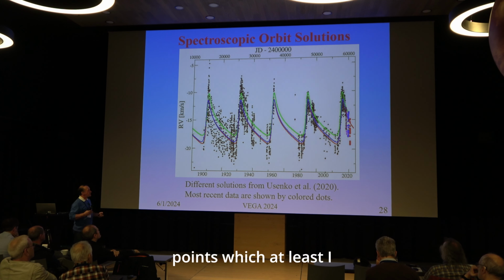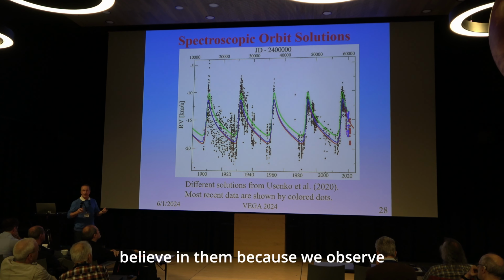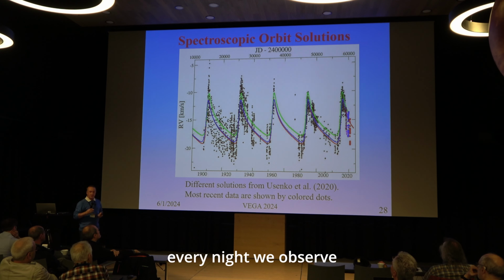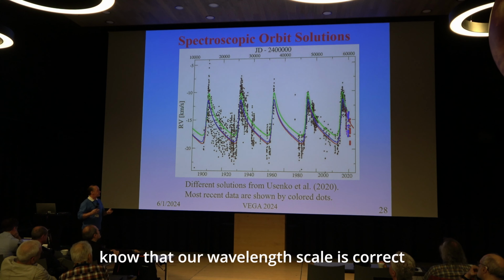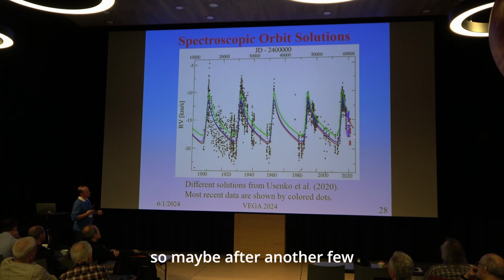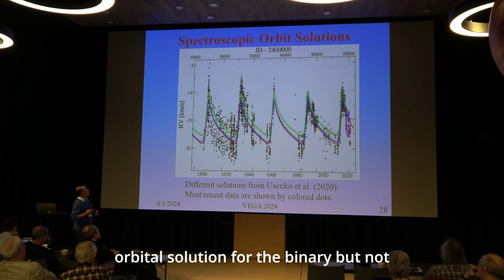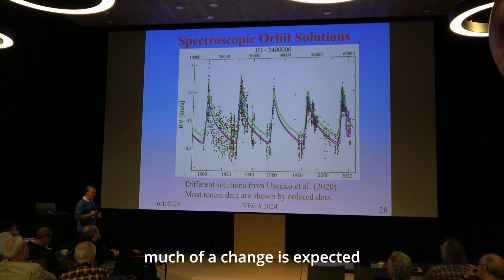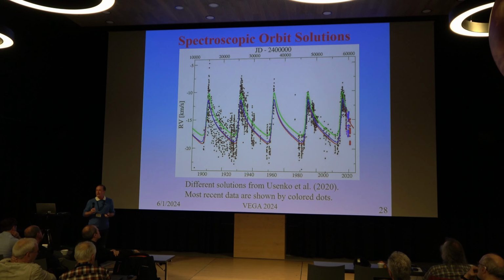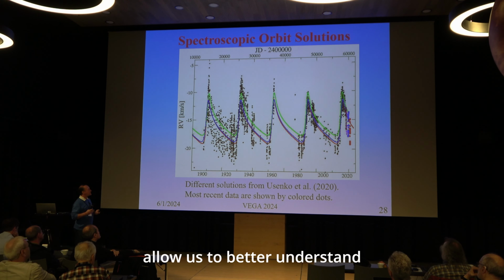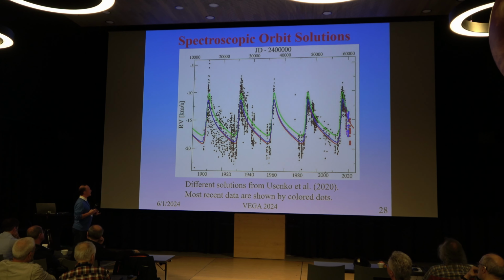Those points, at least I believe in them, because we observe many stars at our observatory, and especially every night we observe radial velocity standards. So we know that our wavelength scale is correct. So maybe after another few years, we will recalculate the orbital solution for the binary, but not much of a change is expected. On the other hand, in science, we always strive for more accurate results, which sometimes allow us to better understand the processes.